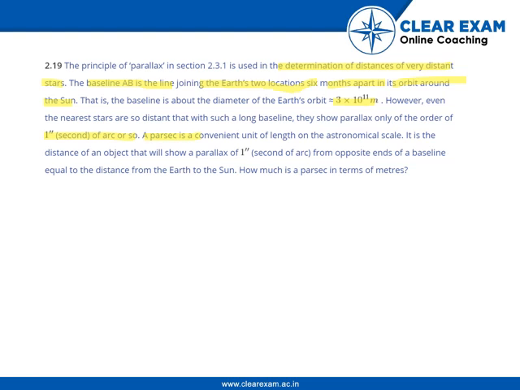A parsec is the convenient unit of length on the astronomical scale. It is the distance of an object which will show a parallax of 1 second of arc from opposite ends of a baseline equal to the distance from the Earth to the Sun. So how much is the parsec in terms of meters?